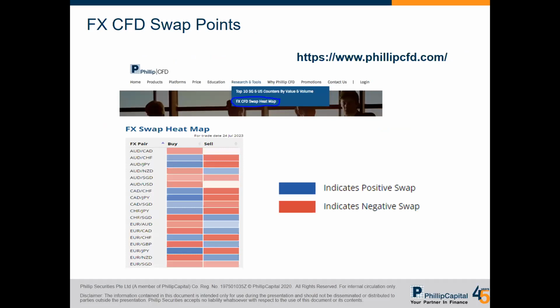If you're wondering how you can find out more about the swap points, this is the FX CFD Heat Map, which helps you identify the trends of different FX pairs based on past data. You can find it on the Phillip CFD website, under research and tools, and FX swap heat map. If you are there already, you will know that the darker the color, the more positive or negative the swap points are. Blue is positive and red is negative. From this current screen, we can tell that the euro yen is actually the most positive in swap points.